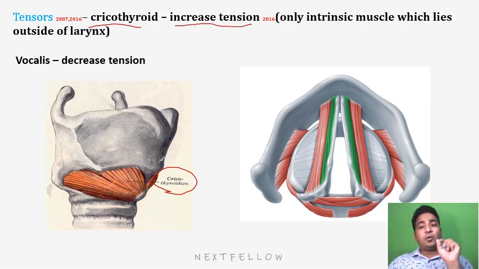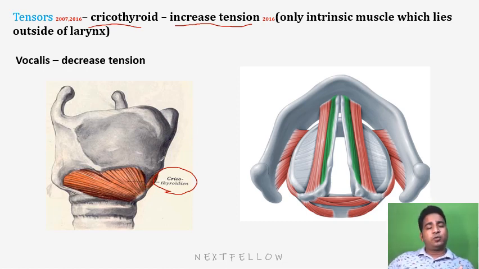And this is again the only intrinsic muscle which is lying outside the larynx. So you can see this is somewhere outside the larynx, but it is considered an intrinsic muscle of the larynx, and it is supplied by which nerve? It is supplied by the superior laryngeal nerve. We will discuss this. I'll tell you.